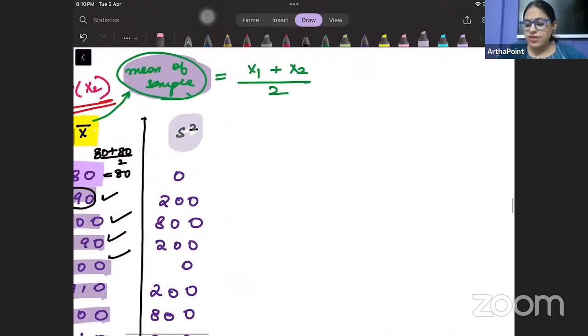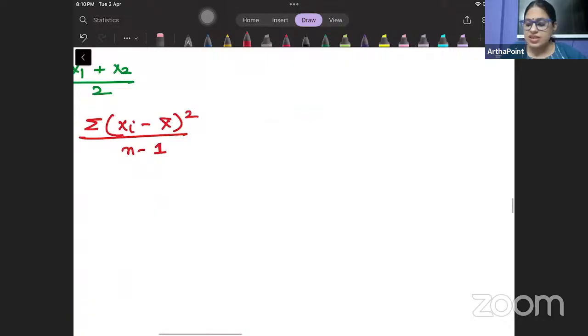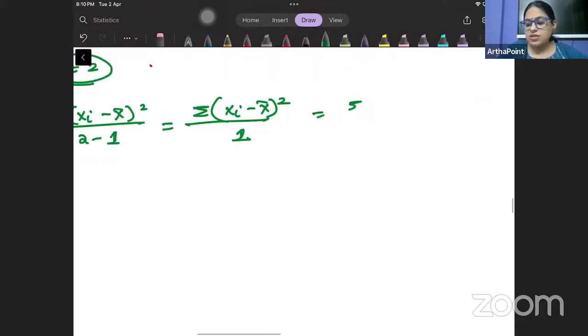Now let's talk about the variance of the sample. So what is the formula of the variance of the sample? Summation xi minus x bar whole square divided by n minus 1. Now in this case, beta, we know कि मेरा जो sample था ना, it only consisted of 2 observations. So this will be summation xi minus x bar whole square divided by 2 minus 1. So summation xi minus x bar whole square divided by 1. So this will be nothing but summation xi minus x bar whole square.